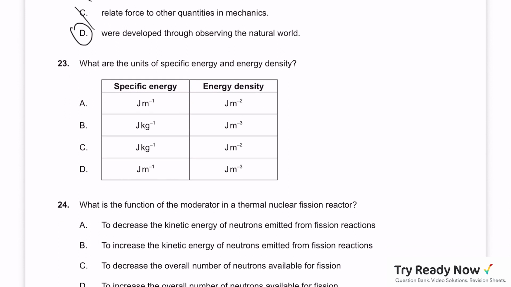Now for question 23, this is a topic 8 question. We have to deduce the difference between specific energy and energy density. So we should know this by heart, that specific energy is always per mass and energy density is per volume. Another way to remember this is you also have the specific latent heat, for example, and that's also based on mass.